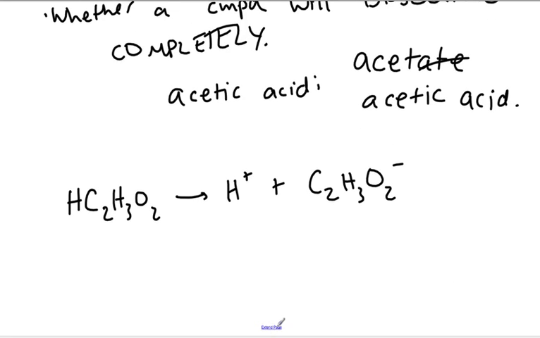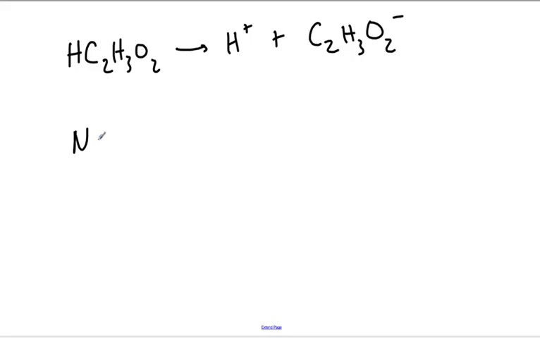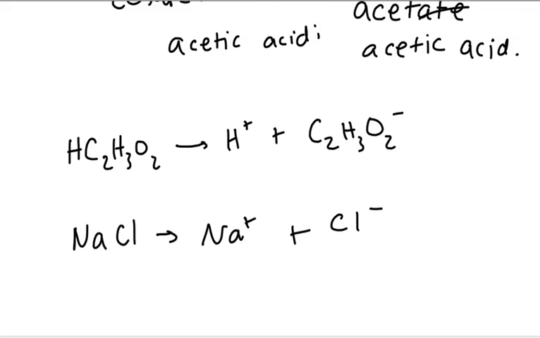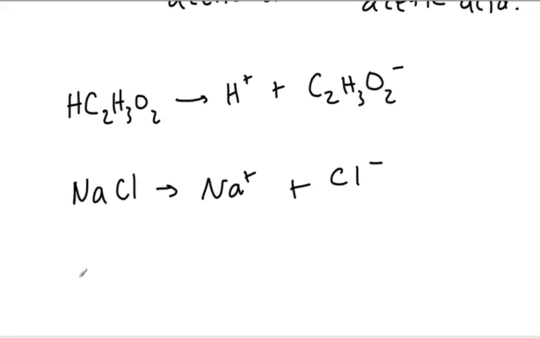Now, versus NaCl, which will yield Na plus and Cl minus. It'll completely dissolve, and the reason is that this is a weak acid, versus this, a very strong ionic compound, which will break up as soon as it sees the water. It'll get excited, and it'll break up into Na plus and Cl minus ions.